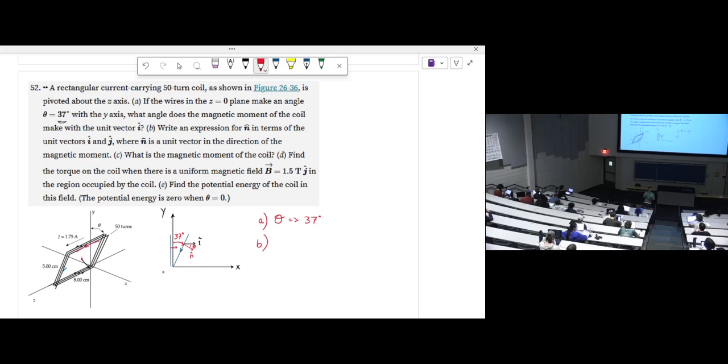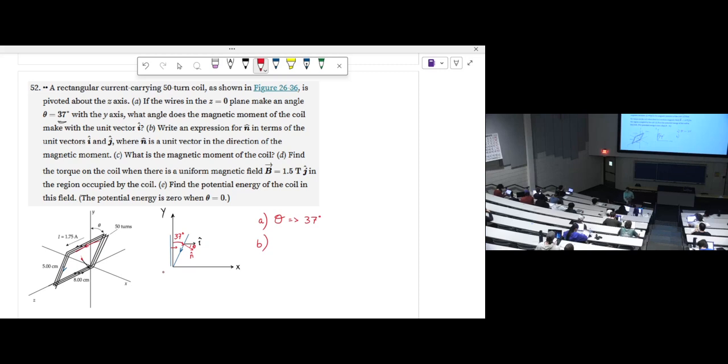I wanted to give you a preview of that because that's what we're going to be talking about in just a second. Since we didn't know that a priori, most of the problems are going to be set up in such a way where the magnetic moment is going to be between parallel to the magnetic field and perpendicular to the magnetic field. We'll practice that here in a second.